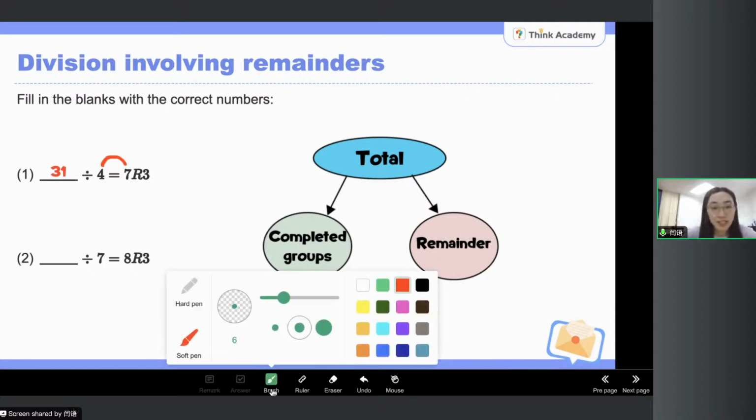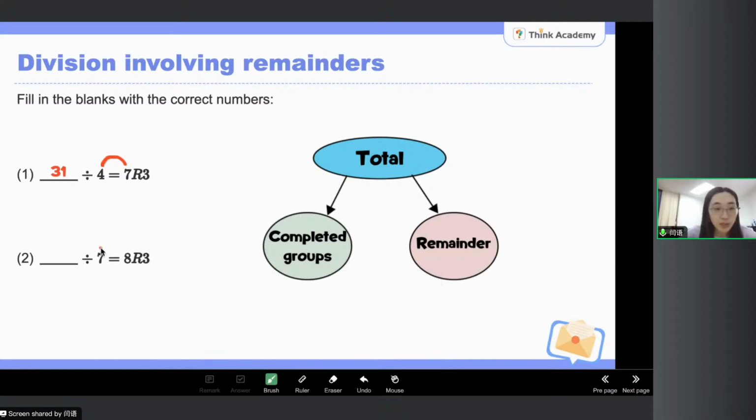Okay, then for the next one, which number divided by 7 equals 8 remainder 3? Again, what is the total? What is the dividend?